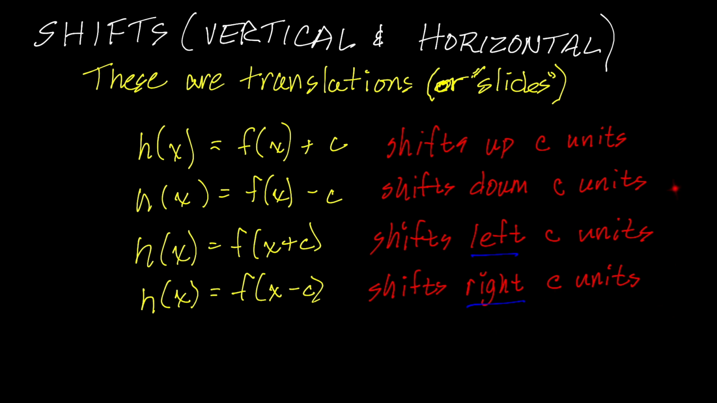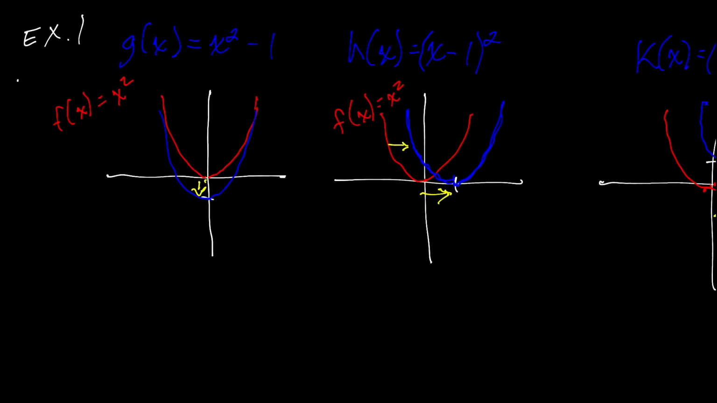But with all of these, we're not changing the shape of the function. We're just moving it up, down, left, and right. And in case you're wondering, yes, they can be combined so that you can shift, say, to the right and then up a certain number of units. So we'll look at examples of all of these. Let's get on to the next slide.